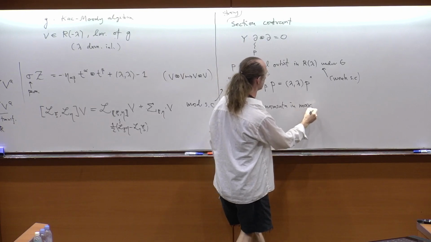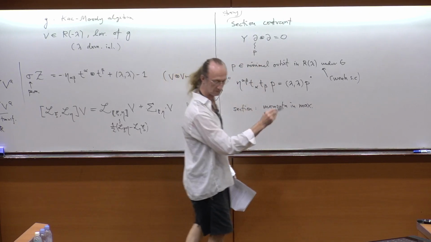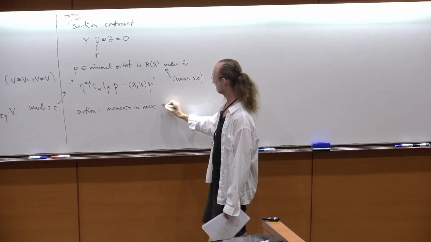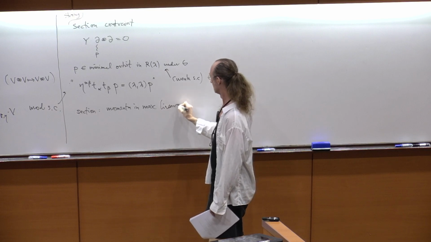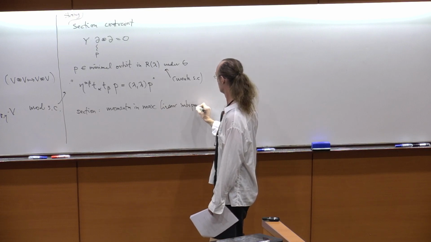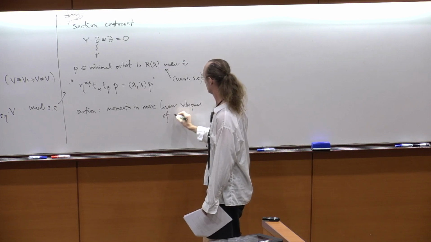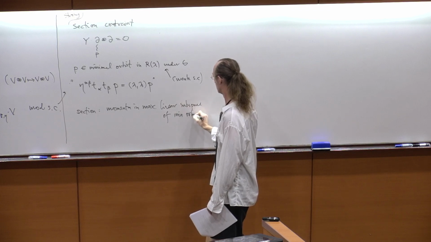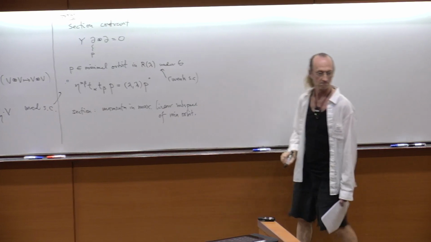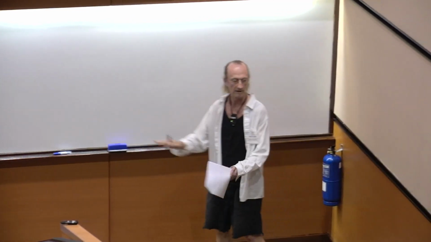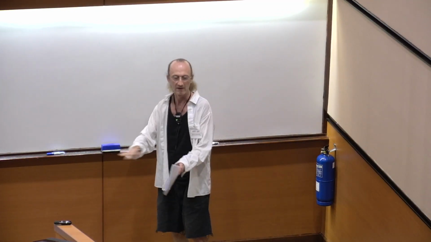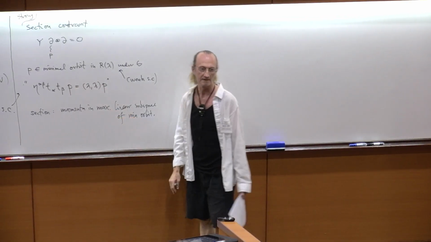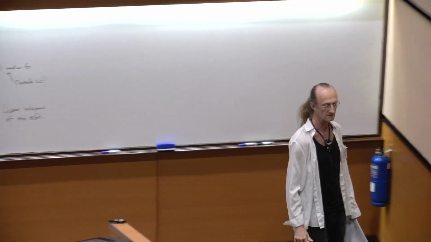The result of the strong constraint is that momenta lie in a maximal linear subspace of this minimal orbit, where all momenta mutually satisfy a constraint roughly like this. So it's a linear subspace of the minimal orbit. So that's a nice picture.